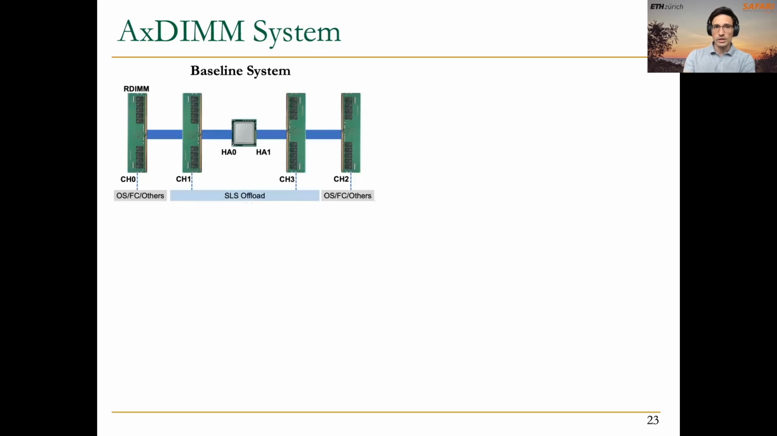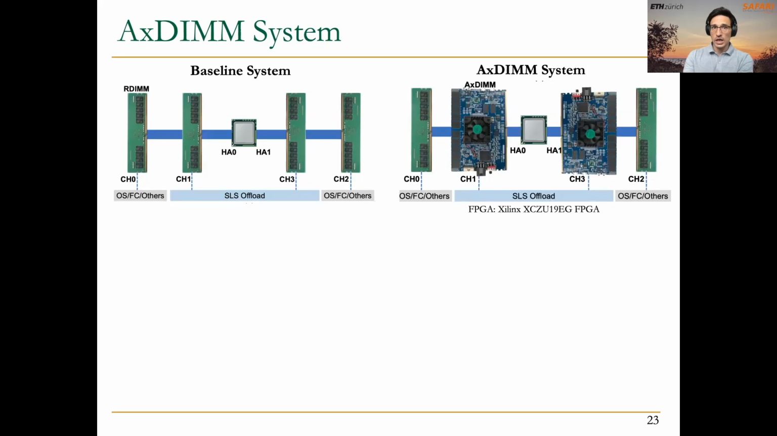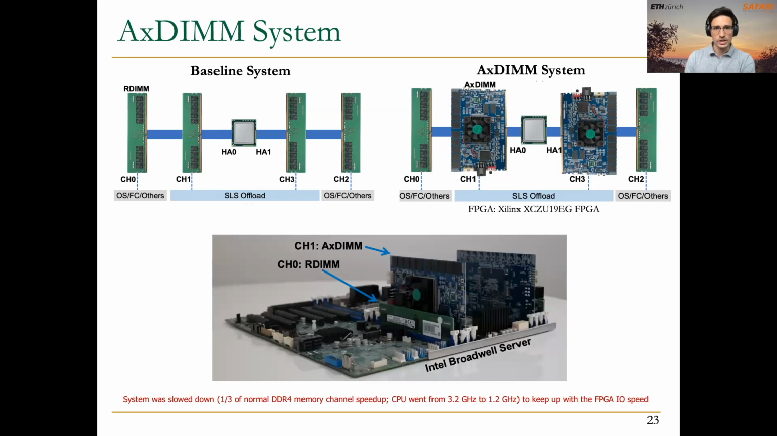As I explained in the beginning, they compare to a baseline system where all computation is performed on the CPU, and in the AxDIMM system, they replace some regular DIMMs with these AxDIMMs that contain their own small FPGA that is going to perform the SLS operation. So this is why you see here SLS offload, because these SLS operators are offloaded to the near memory side. And this is another picture of the prototype.